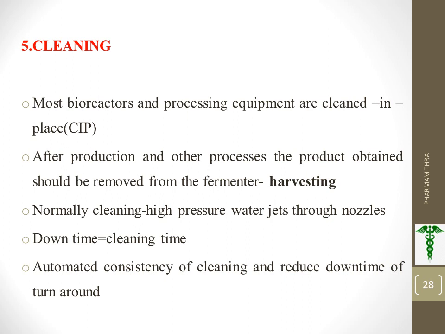The fifth process or operation carried out in fermentation is cleaning. In most bioreactors and processing equipment, the cleaning is done in place, that is, clean in place. CIP is the normal technical term used in fermentation in the pharmaceutical industry. After the production and other processes, the product should be removed from the fermenter. That removal process can be termed harvesting, the final collection of the product in the industry.